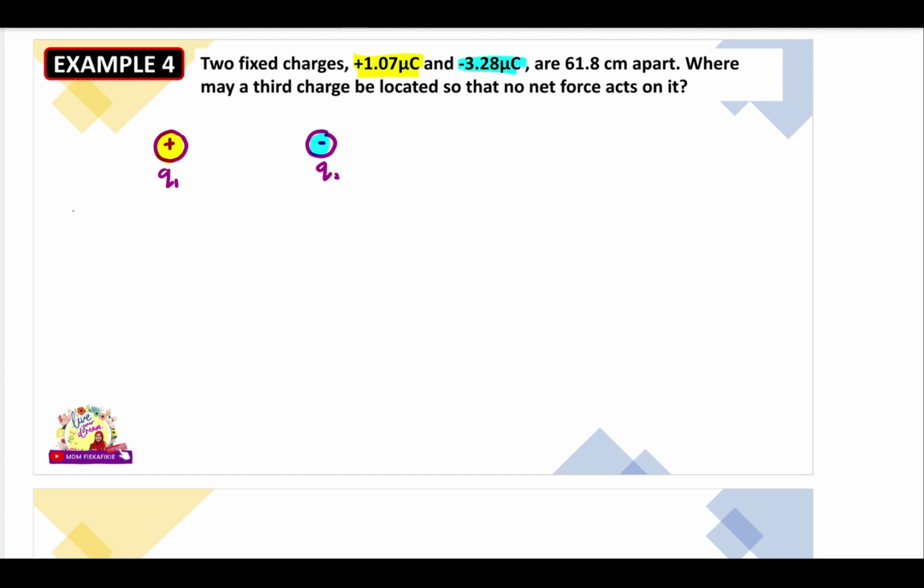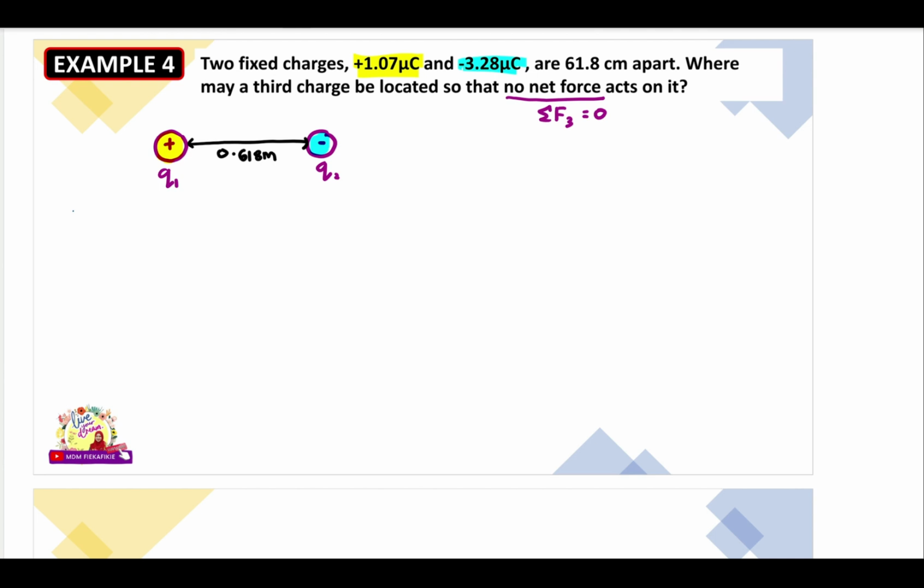Okay, so the distance between these two charges is given 61.8 cm. Okay, kalau kita nak tukar kepada meter siap-siap pun boleh. So, dia akan jadi 0.618 meter. Okay, so soalan tanya, where may a third charge be located so that no net force acts on it. Okay, no net force acts on the third charge. Means that the total force on the third charge should be equal to 0. No net force. Okay, net force tu 0.